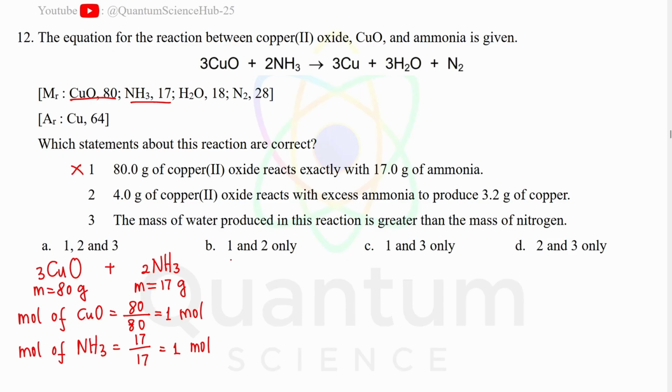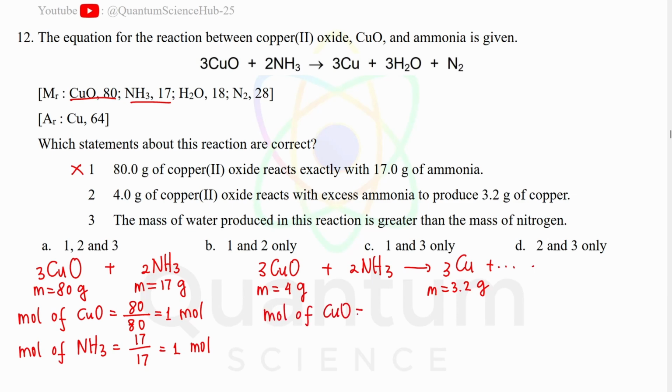4 gram of copper 2 oxide reacts with excess ammonia to produce 3.2 gram of copper. So let's write the chemical equation again. So 3CuO plus 2NH3 will produce 3Cu and so on. So the mass here equals 4 gram. The mass of copper here is 3.2 gram. Now let's find the mole of CuO equals mass over MR. The mass is 4, the MR is 80. So that equals 0.05 mole. And the mole of Cu equals to, okay.